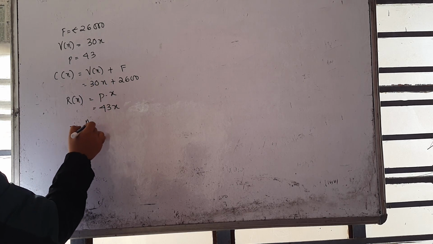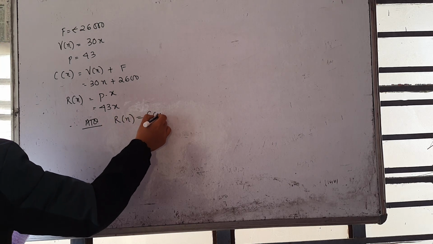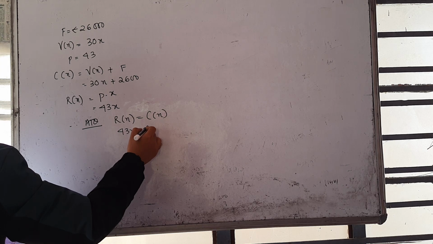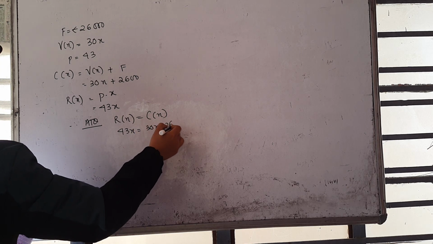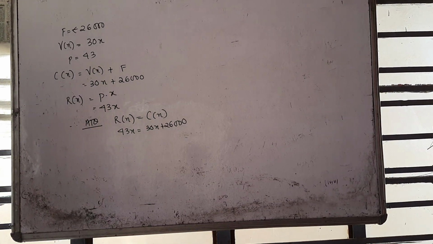So from here, according to the question, what can you conclude? Rx is equal to Cx. Rx is 43x, equal to 30x plus 2600. And from here you can easily find it out. Yes or no, everyone? Understood? This is your break-even point.